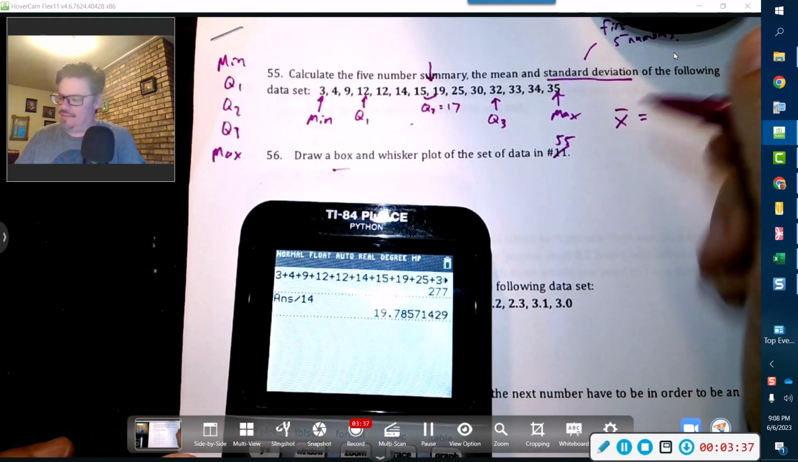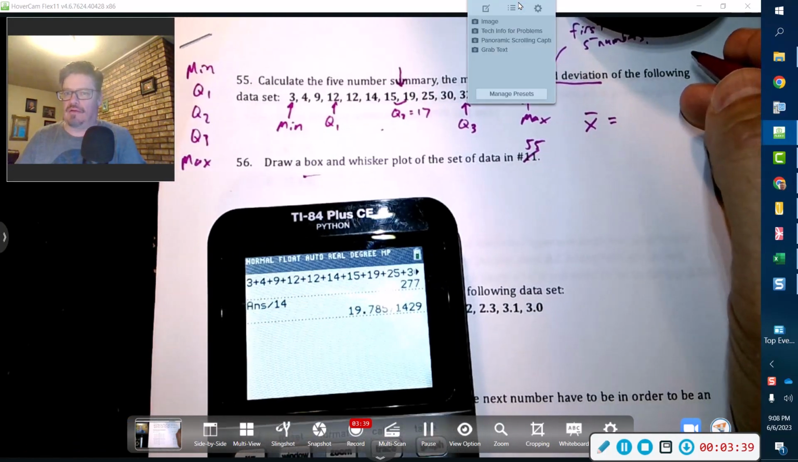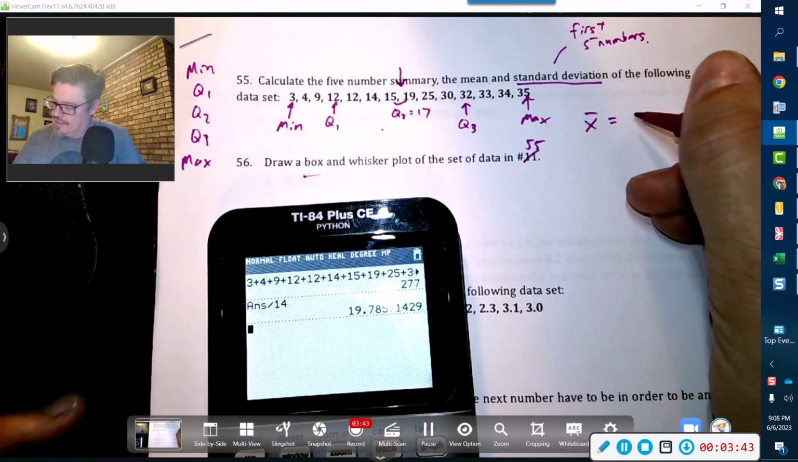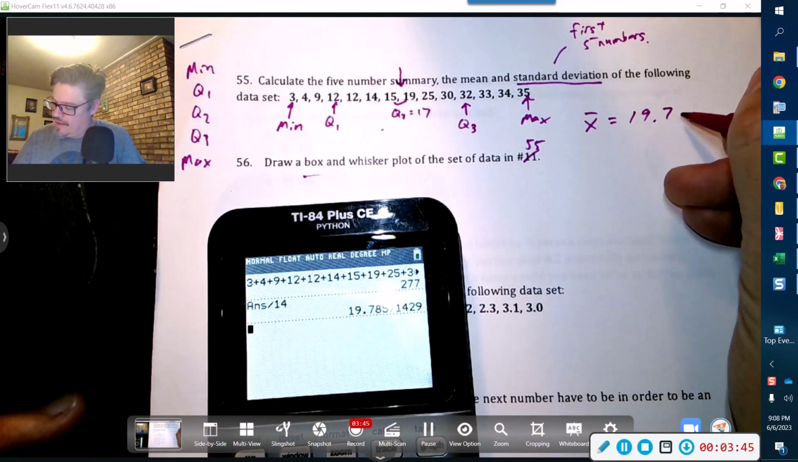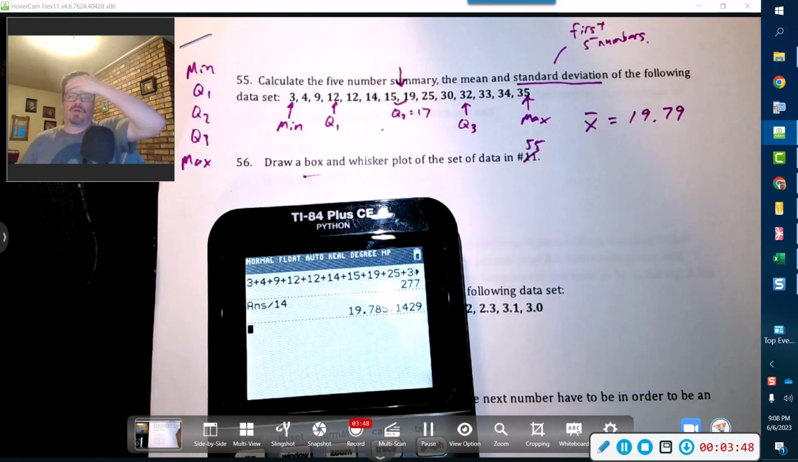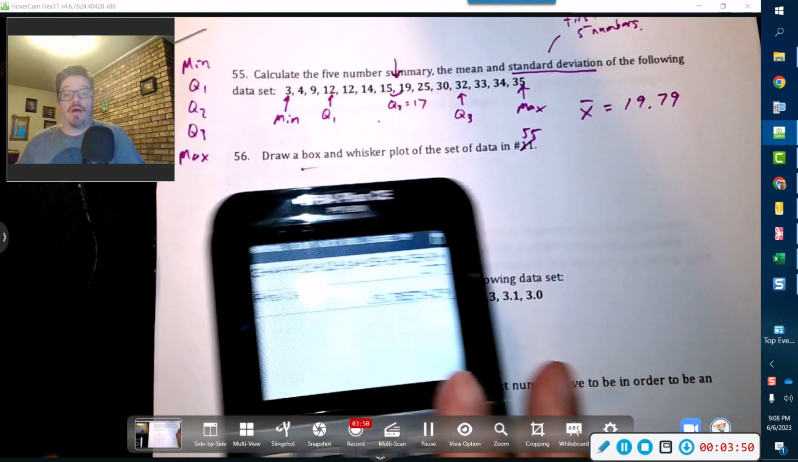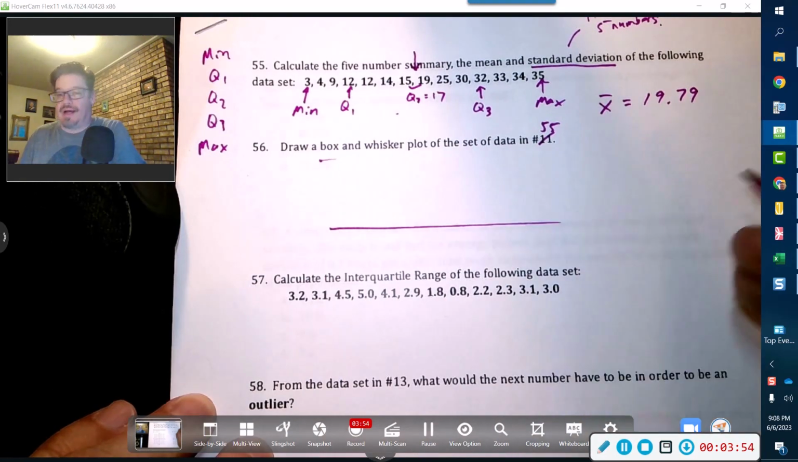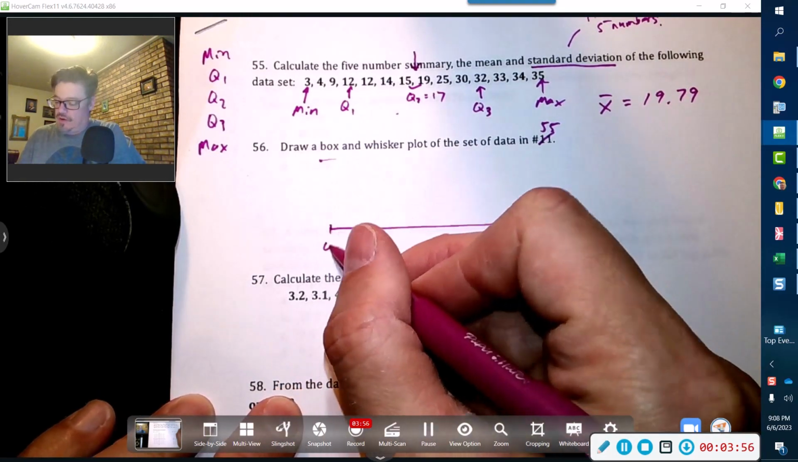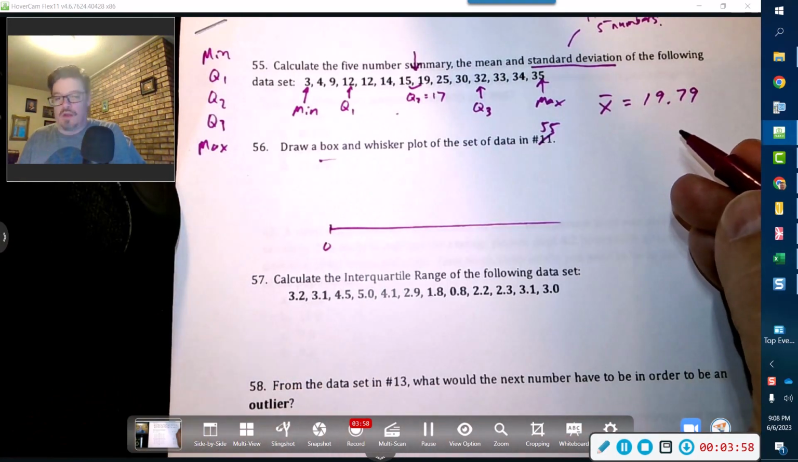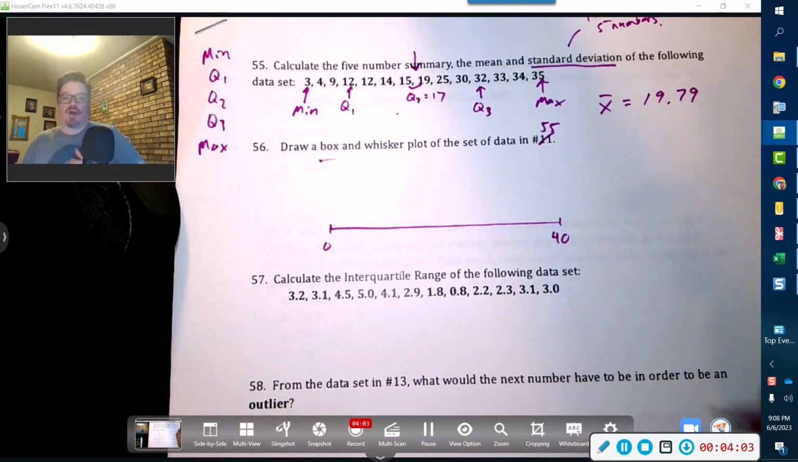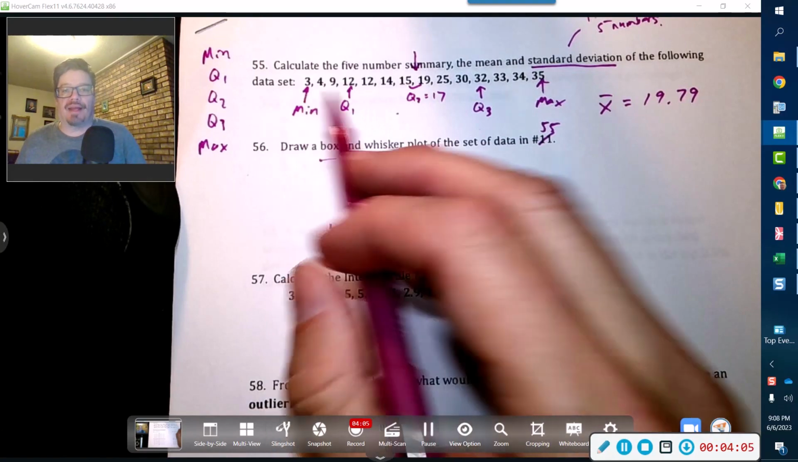In fact, sometimes people don't even call it mean. They'll say X bar. Let's get that out of there. All right, so that's 19.79, or just 19.8 is fine. Now we're going to do the box and whisker plot. When we do the box and whisker, just make sure that you go from your lowest ballpark to your highest ballpark. So I'm going to go 0 to 40 because I've got my min at 3 and my max at 35.